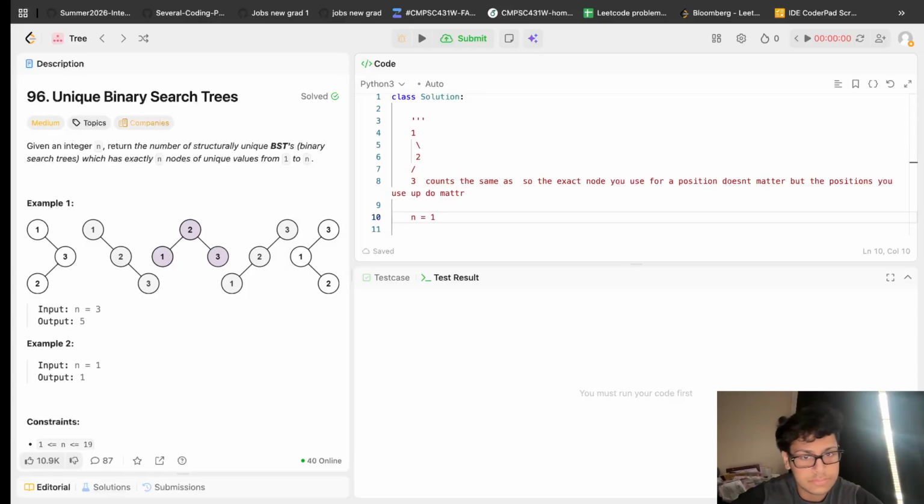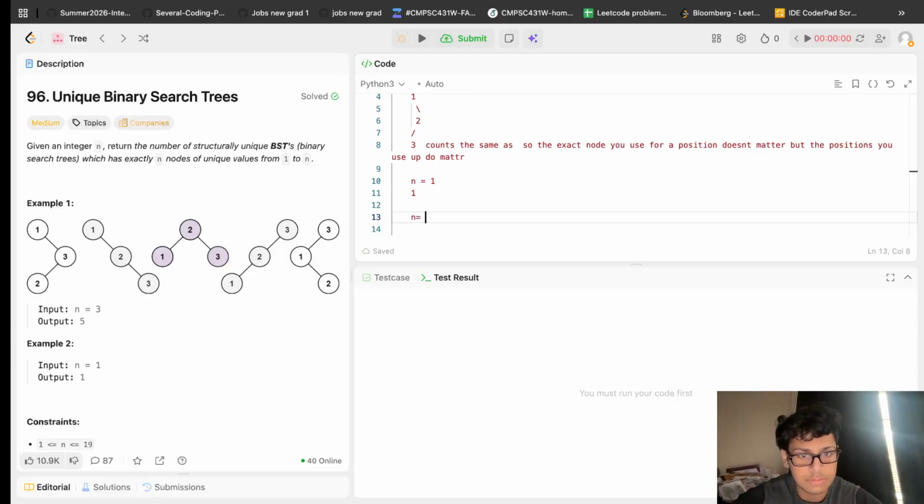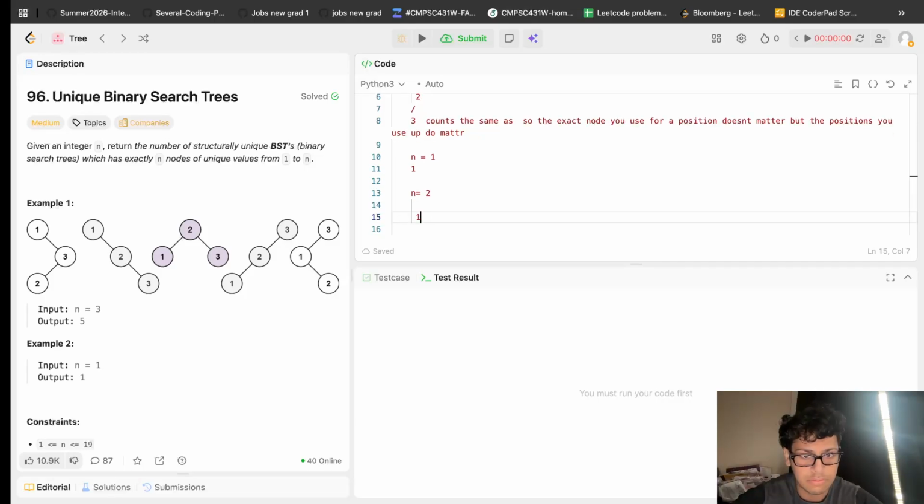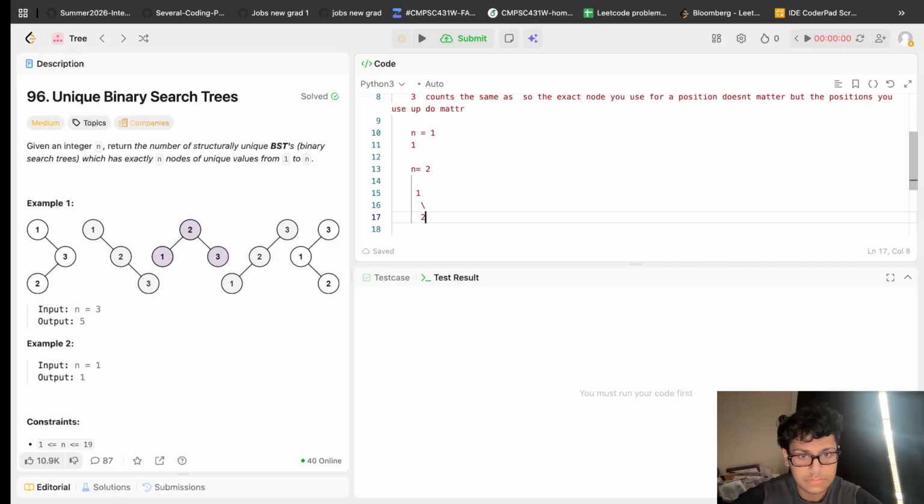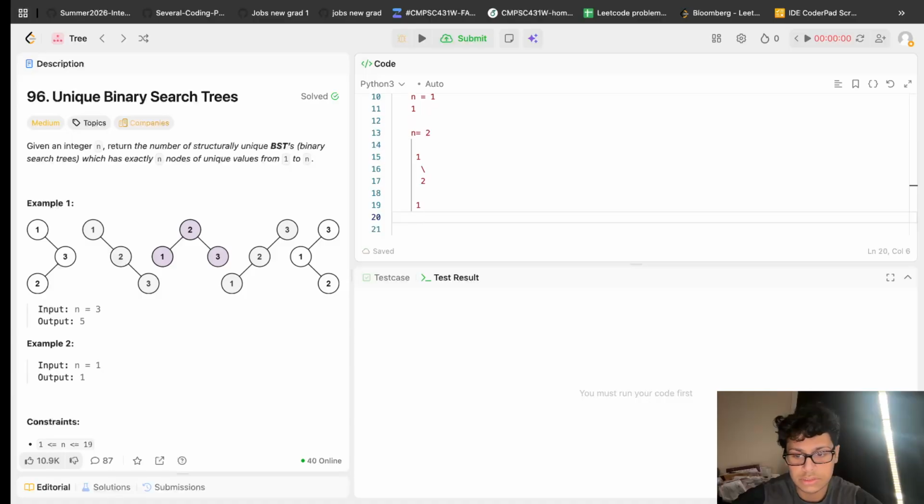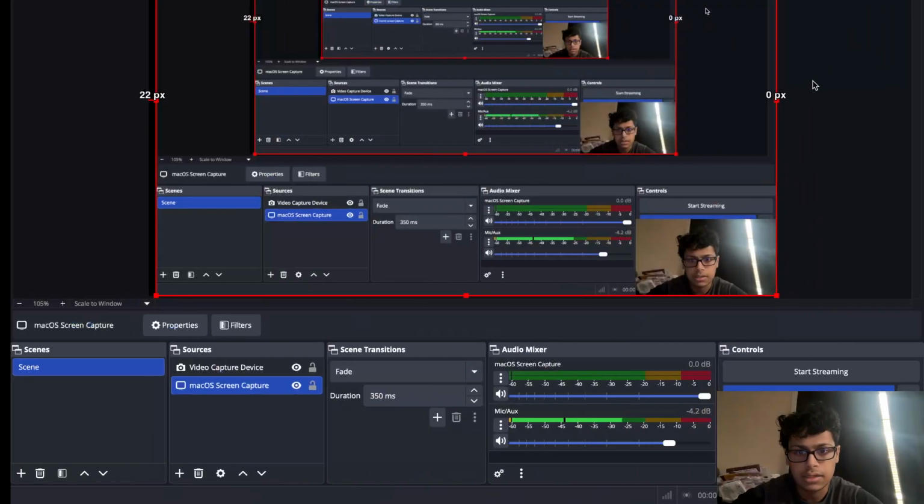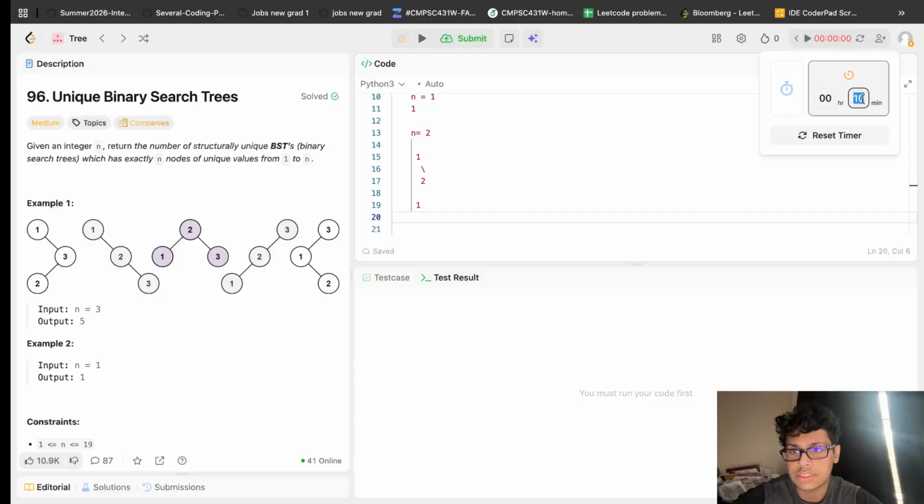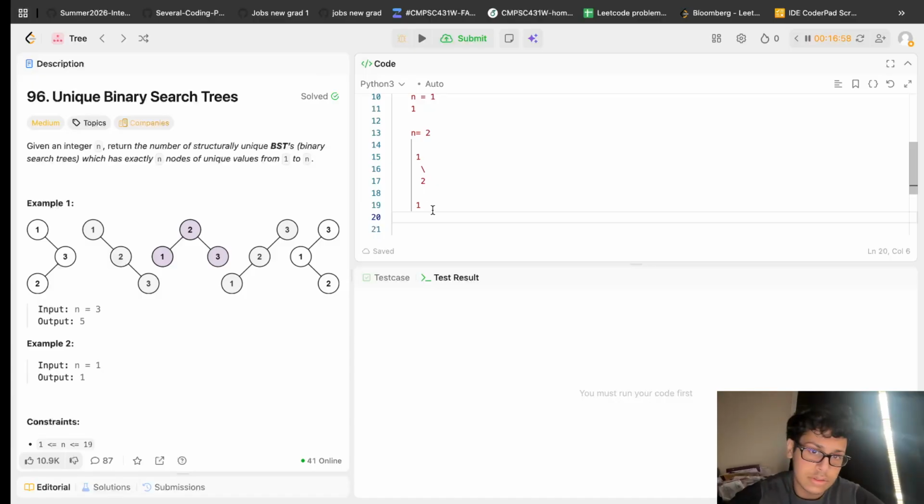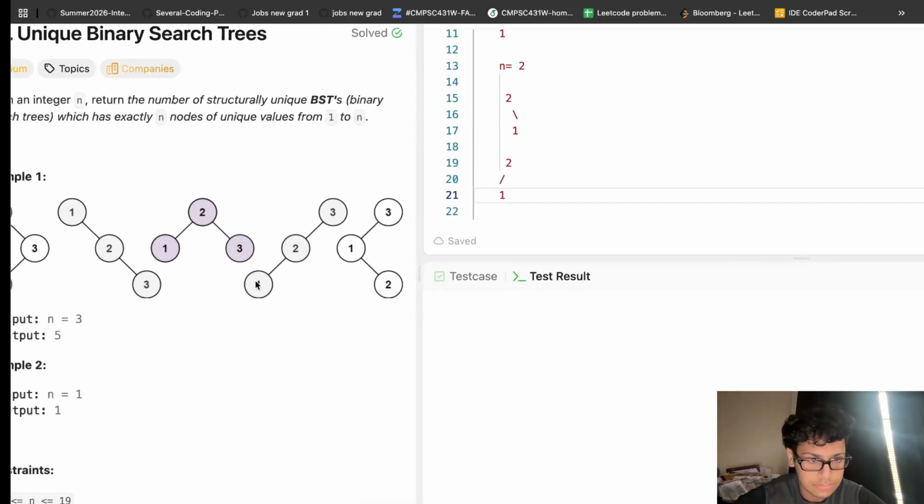N equals 1, 1. Let's do another small case, n equals 2. We can do 1, 2. Or we can do 1. Also, let me set a 15-minute timer, or 17 minutes. I'll say we've been talking for 3 minutes. 1, and it can be the left child, right? And 2, 1, and 2, 1 here would count as the same thing. So we know that. Great.